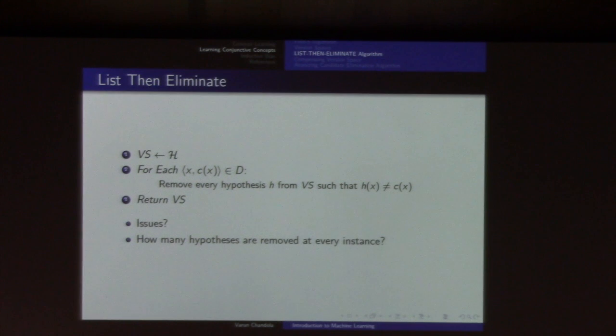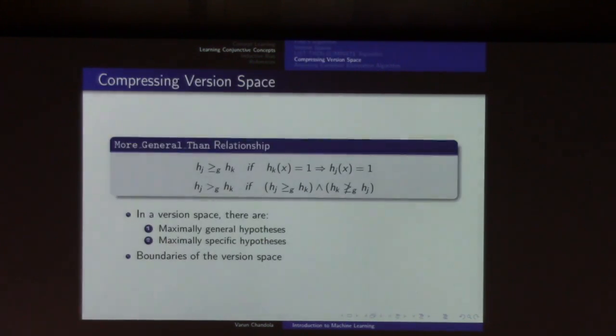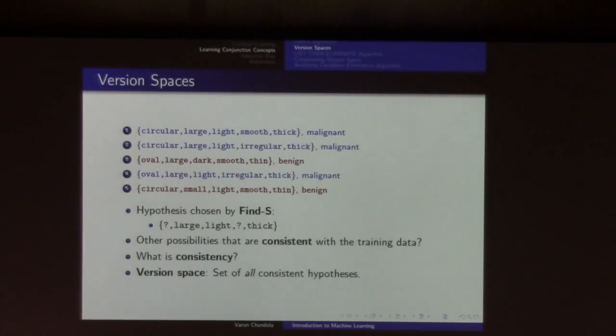All right. So to understand this next algorithm, which is called candidate elimination, we need to understand something called compressing this version space. So version space is just a set of all your hypotheses. It turns out that you can arrange your version space in sort of a hierarchy. If you look at all the consistent hypotheses, you will see some of them are very general, some of them are very specific. So you can arrange them in a certain order.